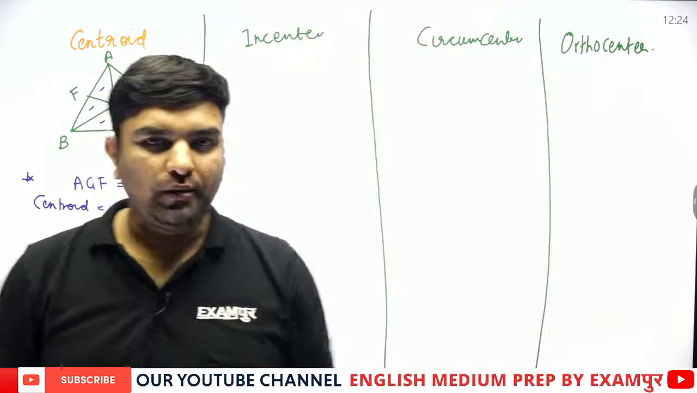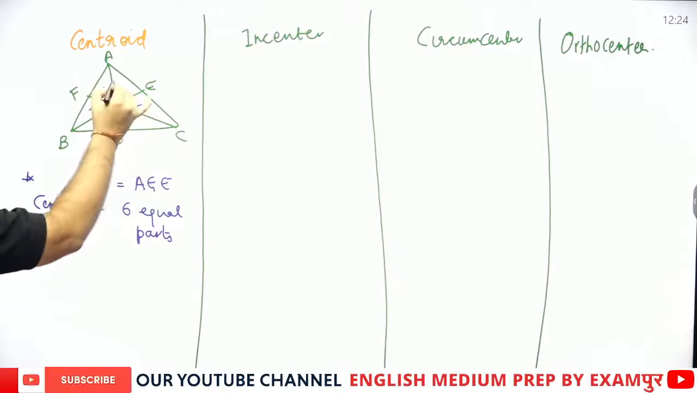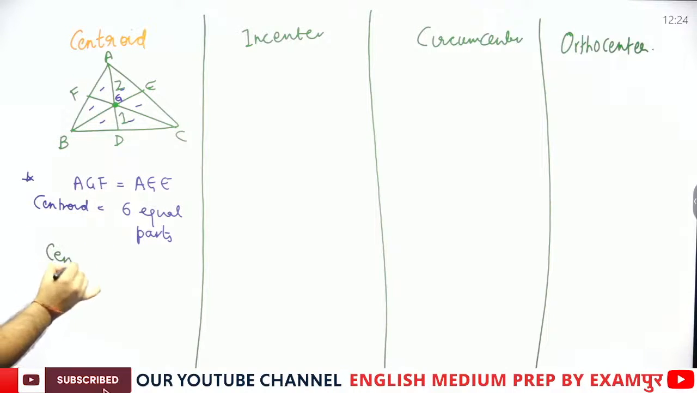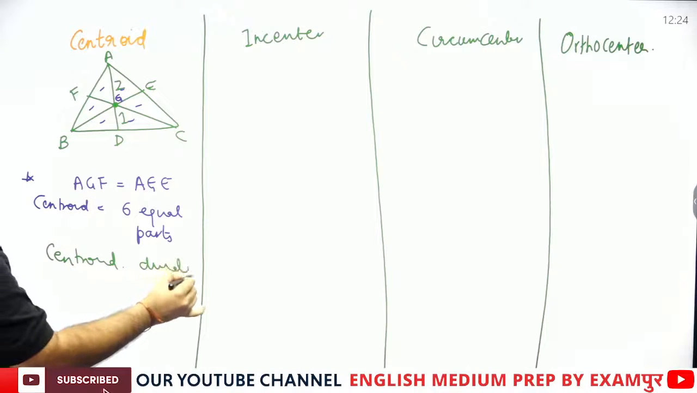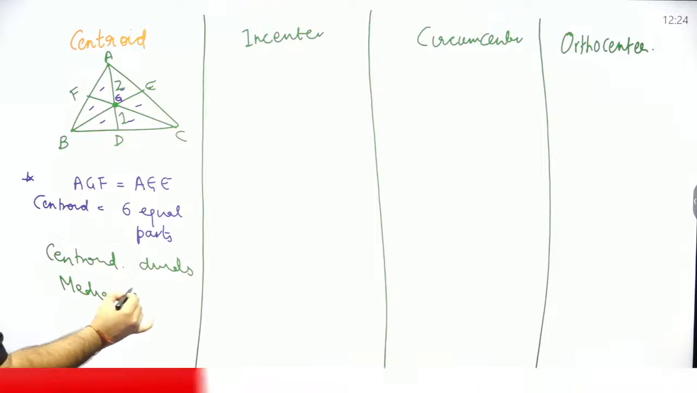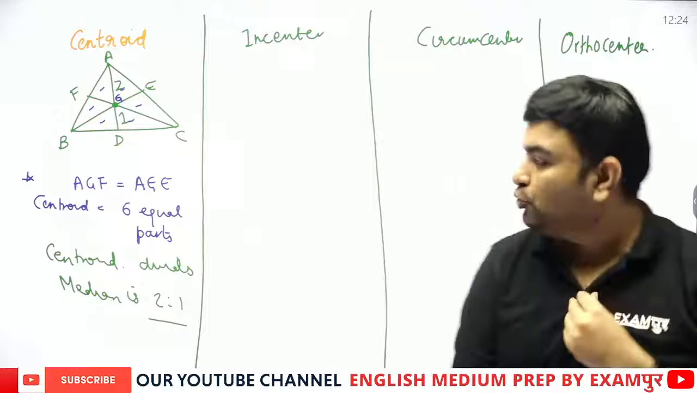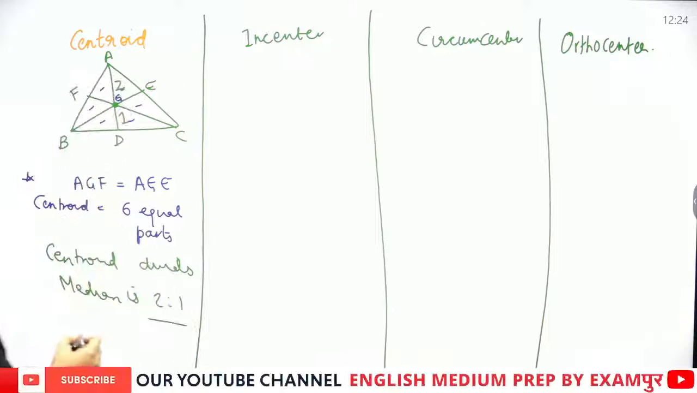One more. And this G, centroid will divide the median in the ratio 2:1. So AG ratio GD is 2:1.